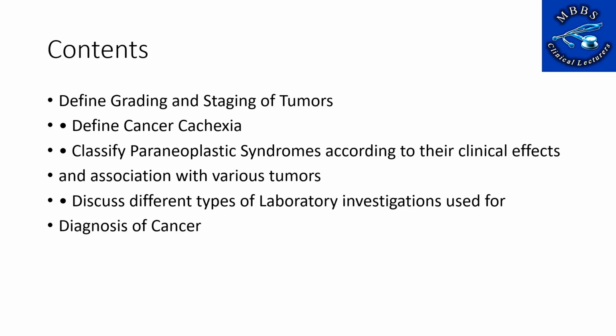Importance, which will cover this topic, is to define the grading and staging of the tumor and to define cancer cachexia. And this topic is very important, that we have to classify the paraneoplastic syndromes according to their clinical effects and association with various tumors. And the last one, that is the laboratory investigations which are used for the diagnosis of the tumors. This is also very important. In this topic we will discuss the different types of laboratory investigation, how we are going to diagnose the cancer.